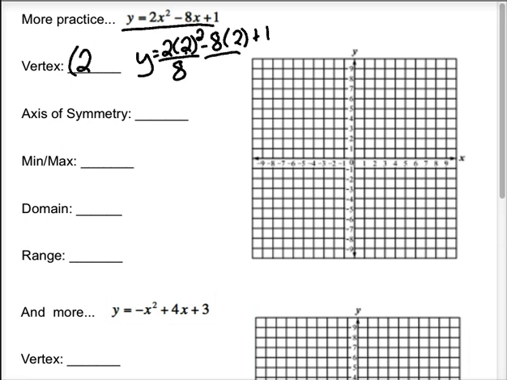Then -8 times 2 is -16 plus 1. So 8 minus 16 plus 1 gives me a -7. So there's my vertex, (2, -7). And that also makes my axis of symmetry. Remember, you always take the x value to make your axis of symmetry.